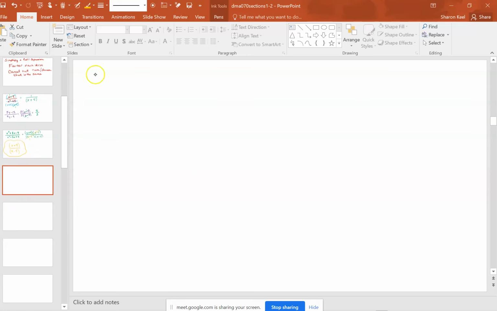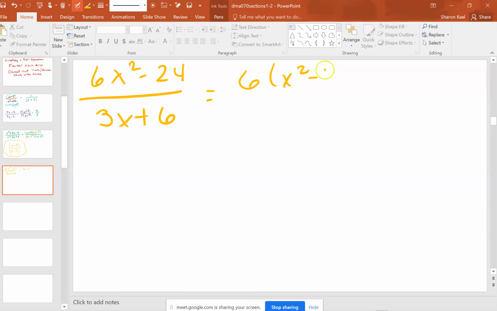Okay, here we have 6x squared minus 24 over 3x plus 6. In the first one, I can factor out a greatest common factor of 6. That leaves me with x squared minus 4. In the bottom, I can factor out a 3, and that leaves me with an x plus 2.